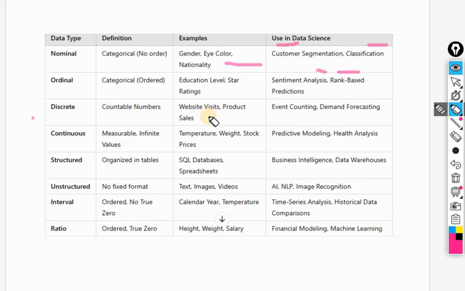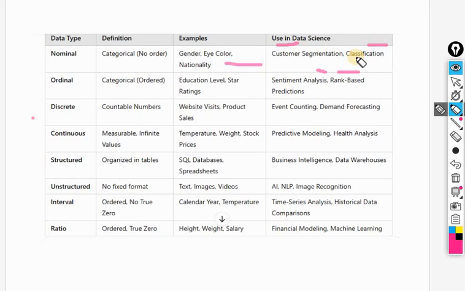You cannot express visits and product sales in decimal points. Ordinal is mainly education level and star ratings. For nominal, the examples are gender, eye color, nationality. All these are examples.